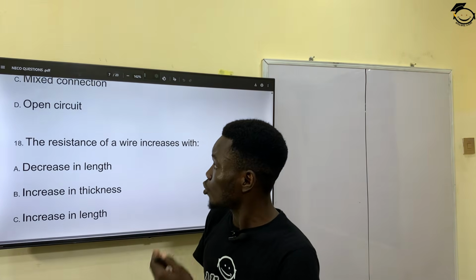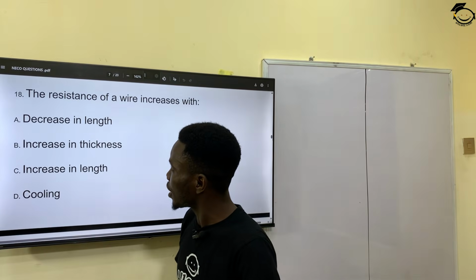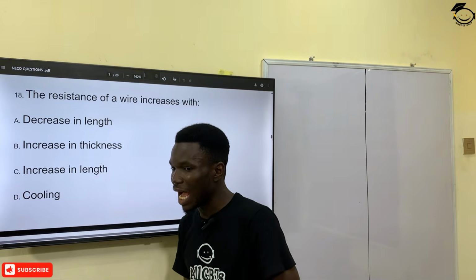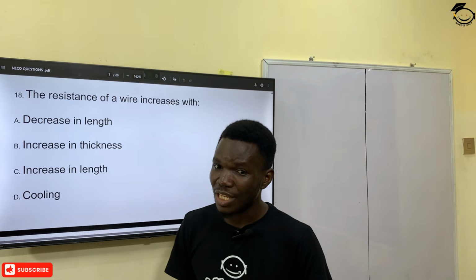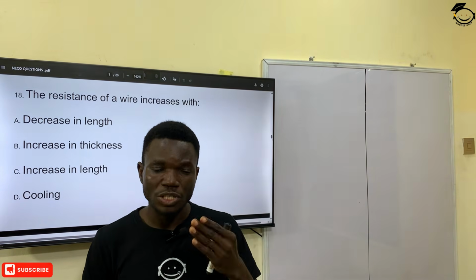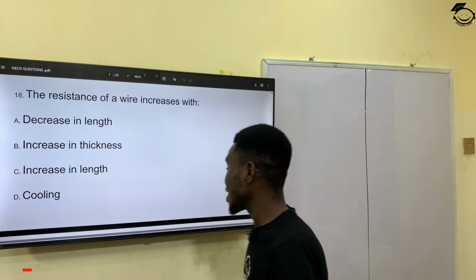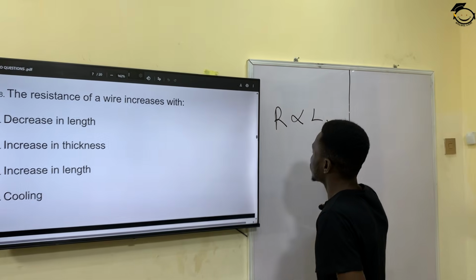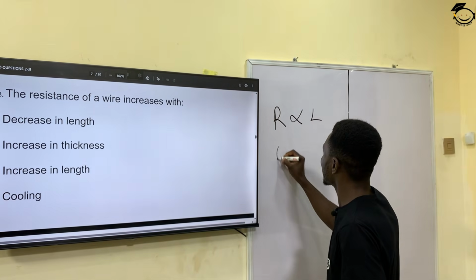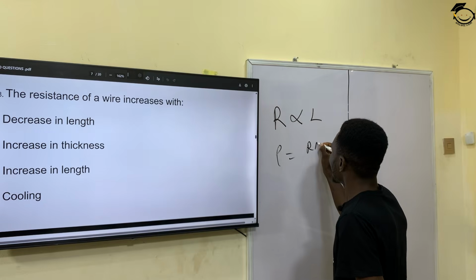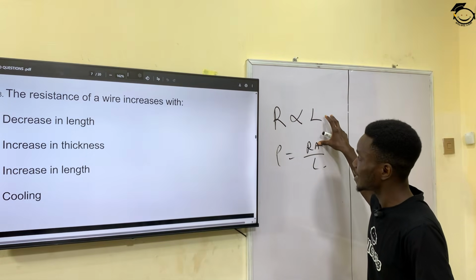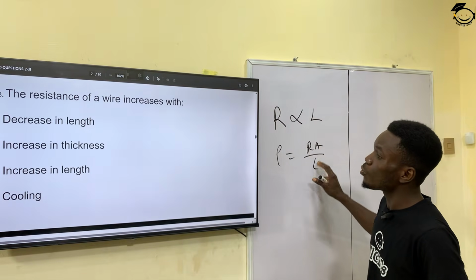So that is also question number 18, which says the resistance of a wire increases with dash. Now, from resistivity, we know that resistance is directly proportional to length. That's why you have that your resistivity is equal to RA over L. So it is from this direct proportionality that we have this formula. So which means that what?